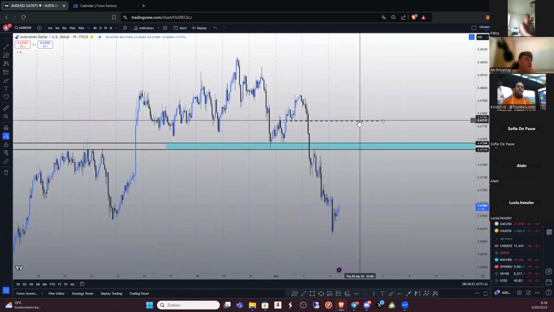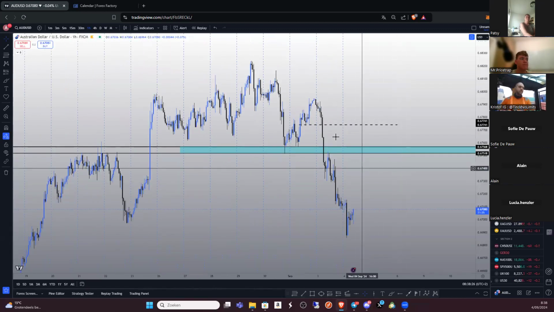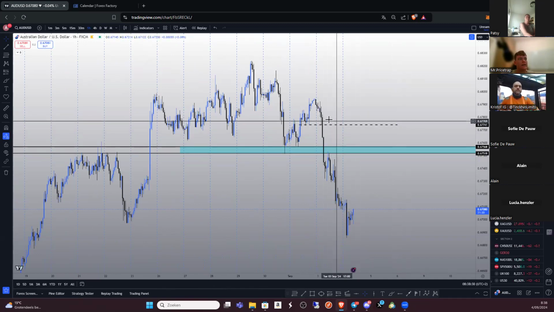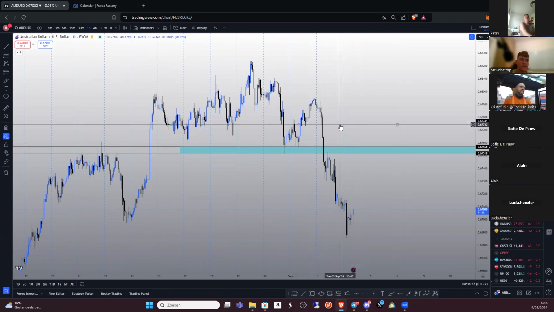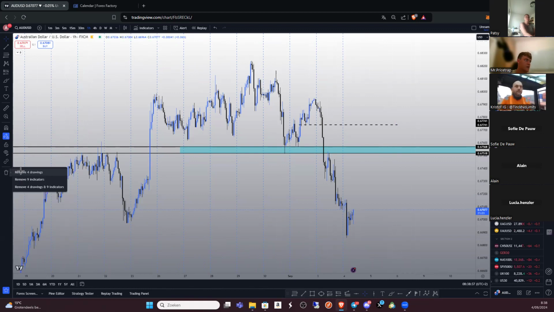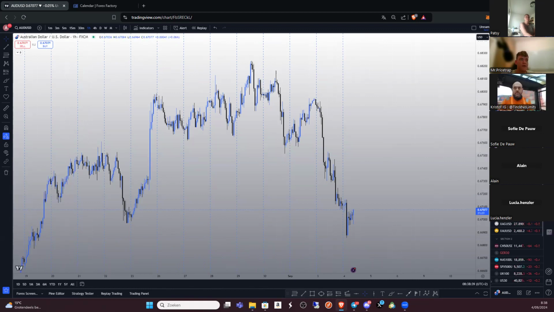Then we had AUD USD. If we take a look at AUD USD, market never really came back for that retest that we were looking for. I really wanted to get that deep retest into these supply levels, filling up some imbalance and that kind of stuff. This didn't happen, okay? So we can simply delete that, move on to the next one.